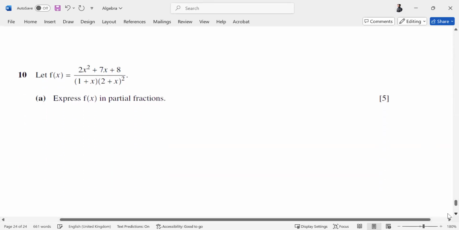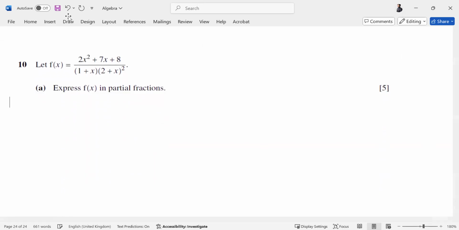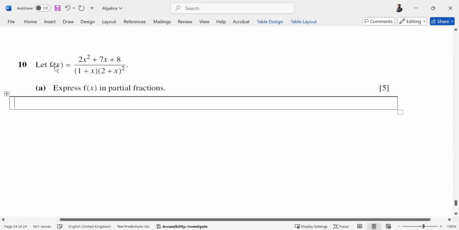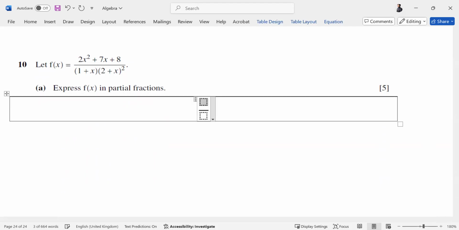Let's do a few questions from the topic of algebra. The question asks us to form the partial fractions for this one. क्या करेंगे बेटा इसमें सबसे पहले? First we see, is it a proper fraction? Yes, we can make partial fractions for this one.